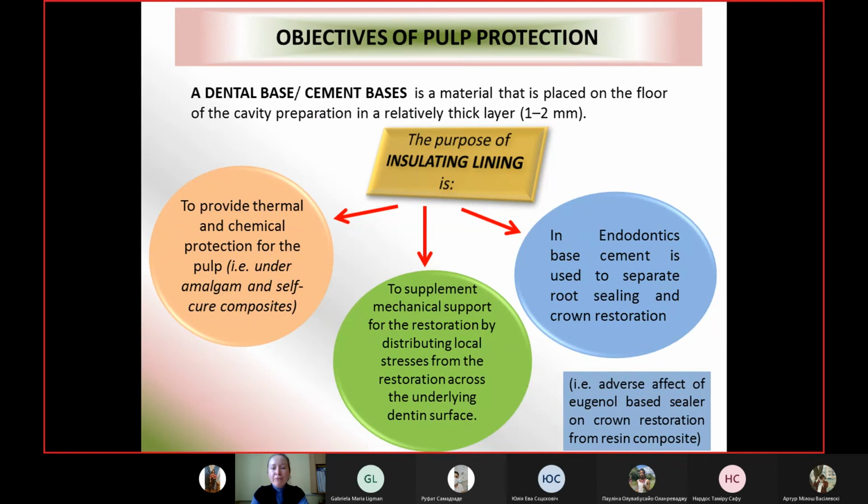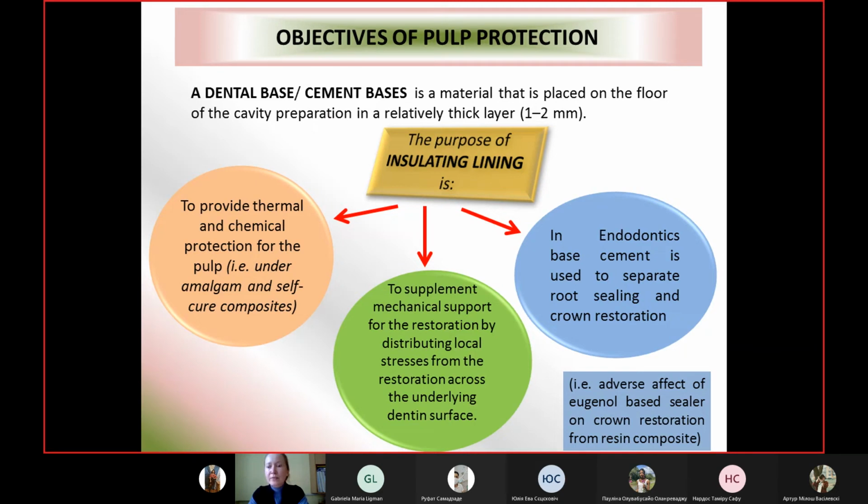So the main function of insulating lining or cement base is to provide thermal and chemical protection for the pulp. For example, under amalgam or self-cure composites: amalgam will provide temperature and self-cure composites provide toxicity due to free monomers. That's why cement base is of critical importance when it comes to these restorations. Another function is to supplement mechanical support for the restoration by distributing local stresses from the restoration across the underlying dentine surface.